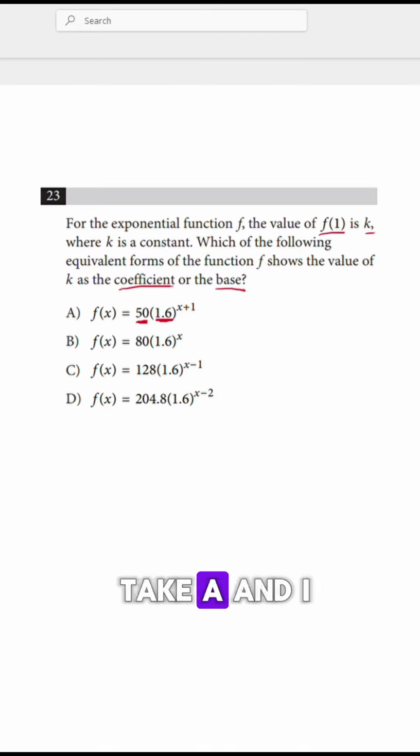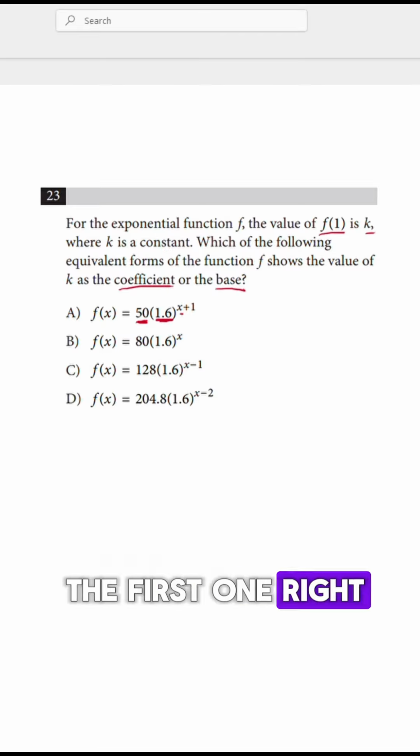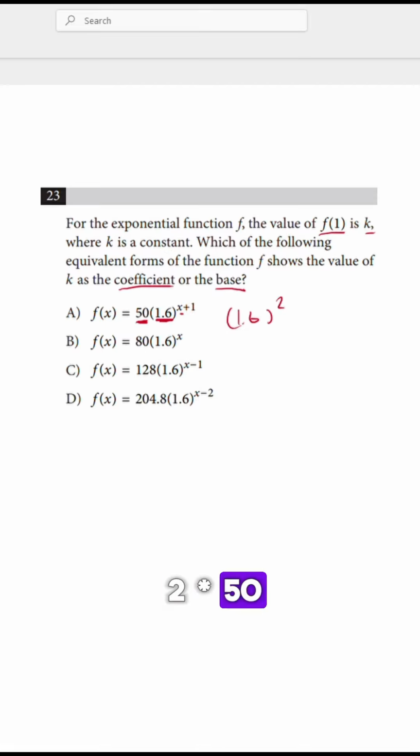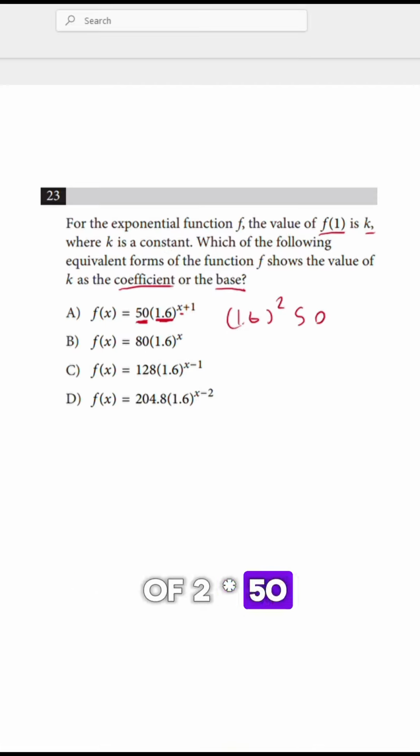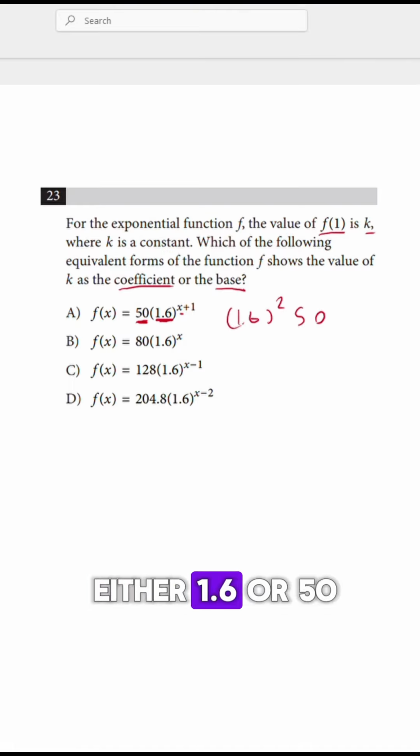So if I take A, and I plug in 1 in the first one, I'm going to get 1.6 to the power of 2 times 50. Now, if you solve that, you're going to see that 1.6 to the power of 2 times 50 is not going to be either 1.6 or 50. So that's how I know A is wrong.